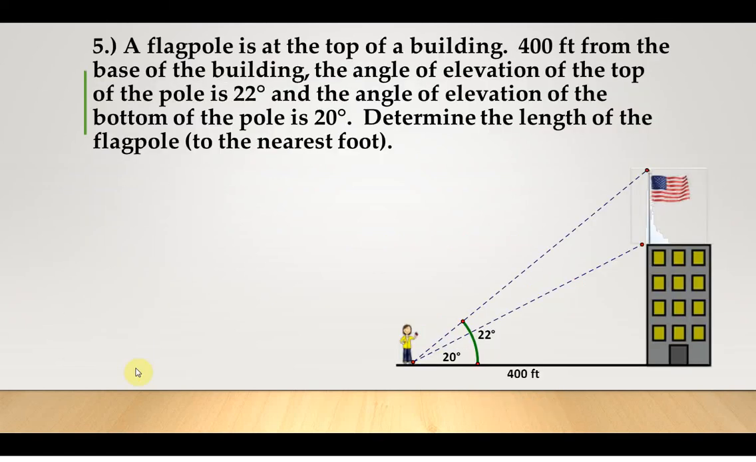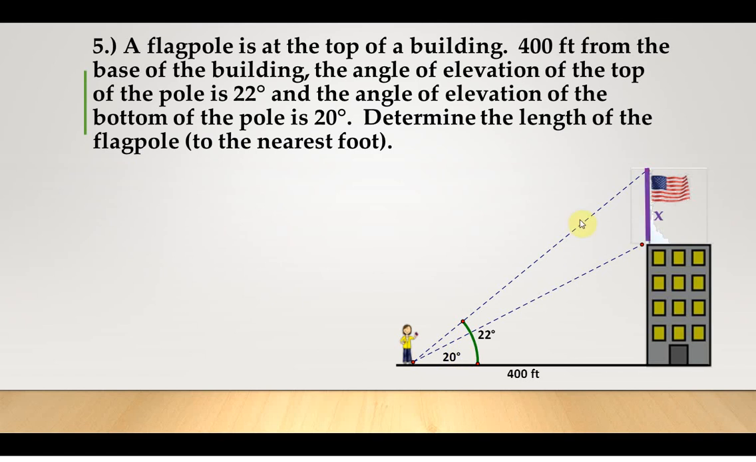And the last one is going to get a little bit trickier. So you might be saying, oh, yeah, I got that. Now we're going to do multiple things, so we're going to do more than one thing. A flagpole is at the top of a building, 400 feet from the base of the building. The angle of elevation to the top of the pole is 22. Boom. The angle of elevation from the bottom of the pole here is 20. Determine the length of the flagpole to the nearest foot.